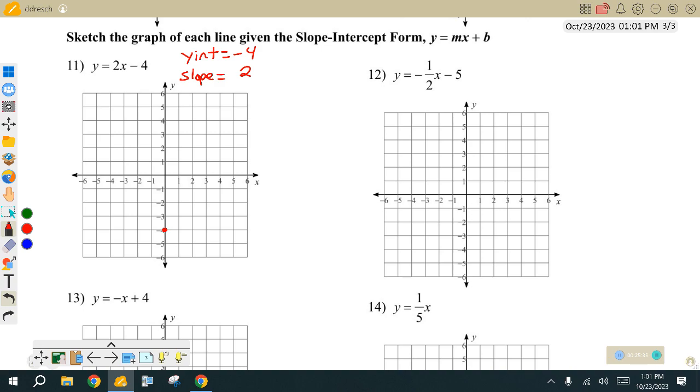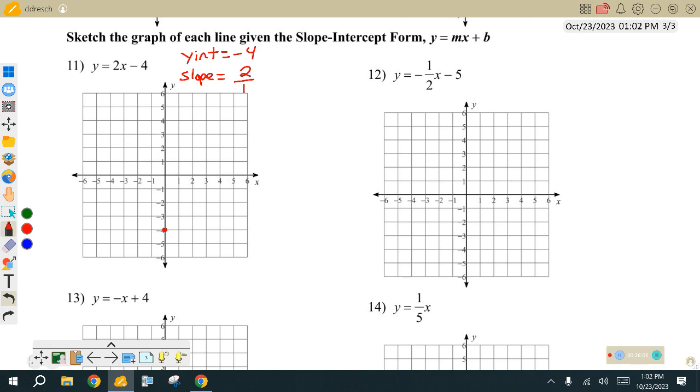Now last week on Friday, what did we say how to make it a fraction? 2/1. If it's not a fraction, we put it over 1. All right. Now what does 2/1 mean to do? Give me some directions with that. Rise and run. What does the 2 mean to do? Up, down, left, right. Up 2. Over 1. And what does over mean? To the right 1. Thank you, Ryan.